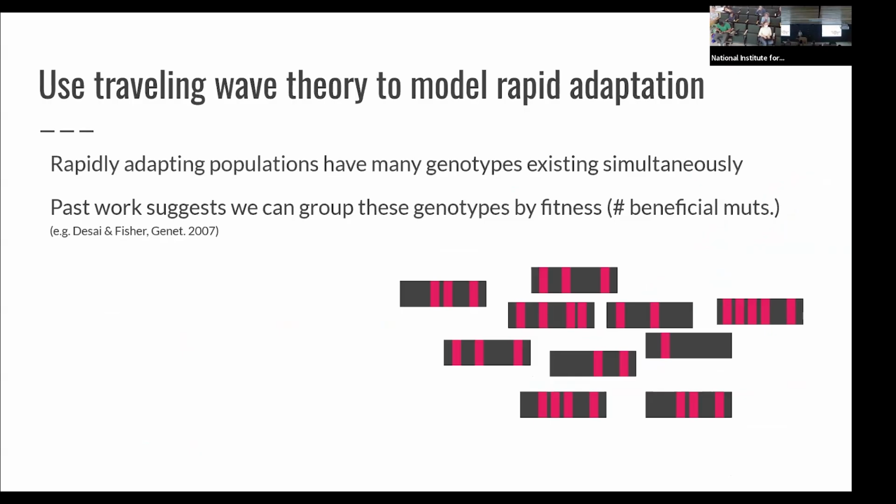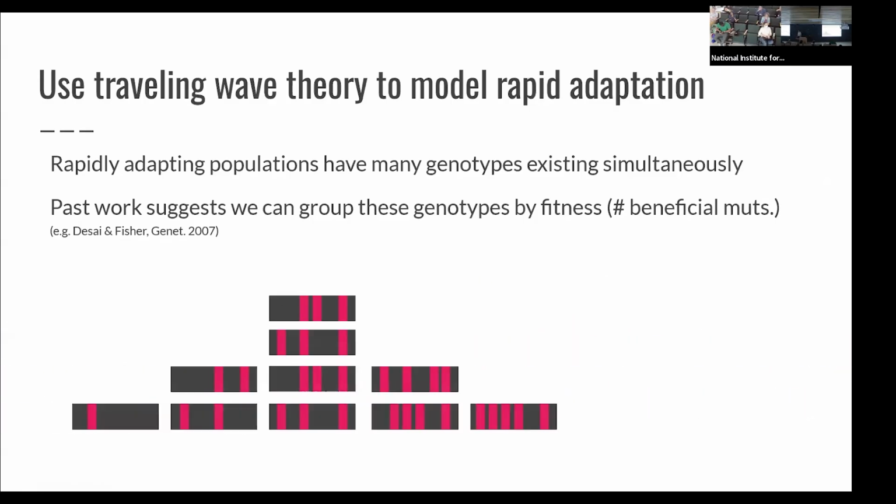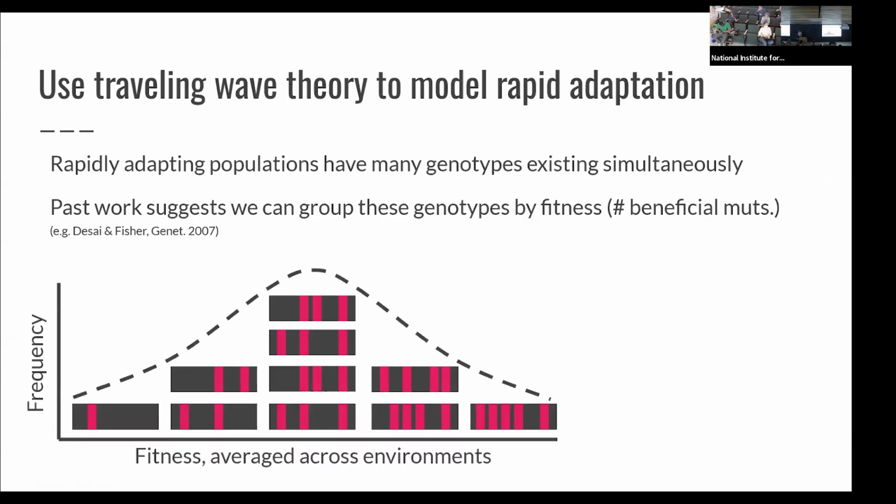The idea here is that in an environment where many beneficial mutations are arising each generation, at any given time, there'll be a diversity of genotypes present in the population. This looks complicated, but a big simplification we can make is that we can sort these genotypes by their average fitness between environments, basically their number of beneficial mutations. So with the magic of Google Slides transitions, we can do that and get a distribution of fitnesses, which is now a mathematical object that we can deal with more easily. And so this is the wave part of traveling wave theory.